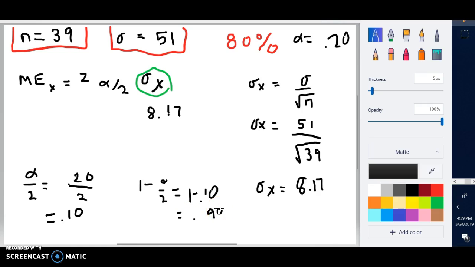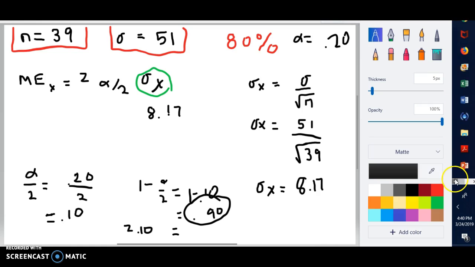So we will go see what z alpha 10 would give us. So we have to look on the table for 0.90. So 1 minus alpha over 2. And remember, to get alpha, you say 1 minus the confidence interval. 1 minus 0.80 is 0.20. And then you do alpha over 2, and you get 0.10. And then to finally get to your number to look on the table is 1 minus alpha over 2.